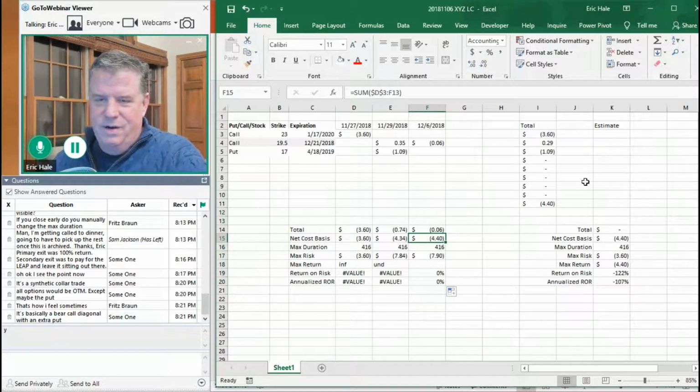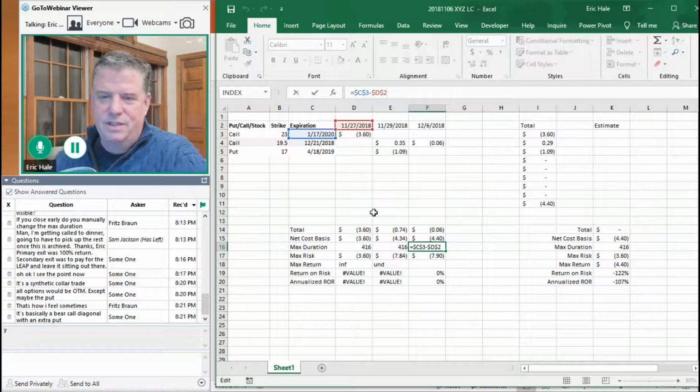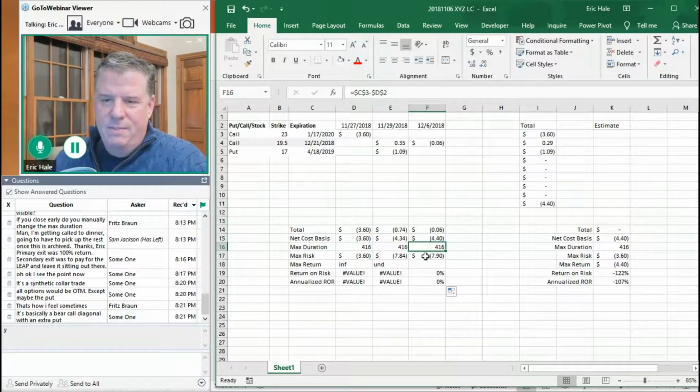So let's just make sure that our math is right. Yes, we increased our net cost by 6 cents. And so our net cost basis has now gone to 440. The max duration is still those dates, so we haven't changed that. It's the date we entered the trade and then the longest date option here. The maximum risk is now going to be, yes, it's the same.